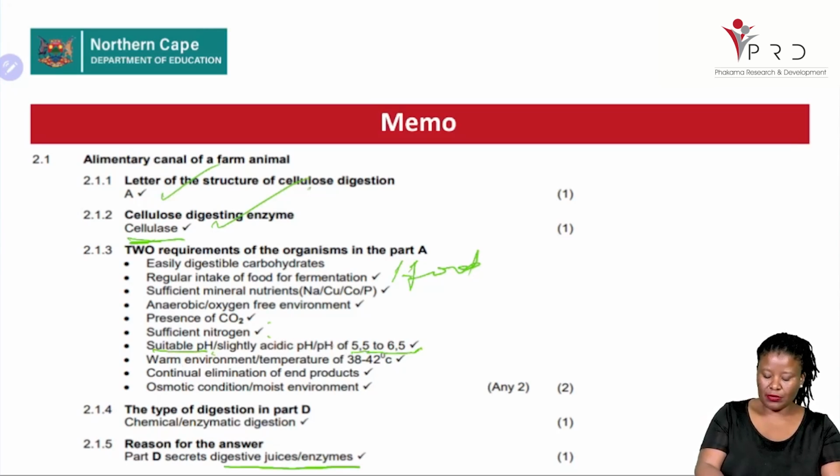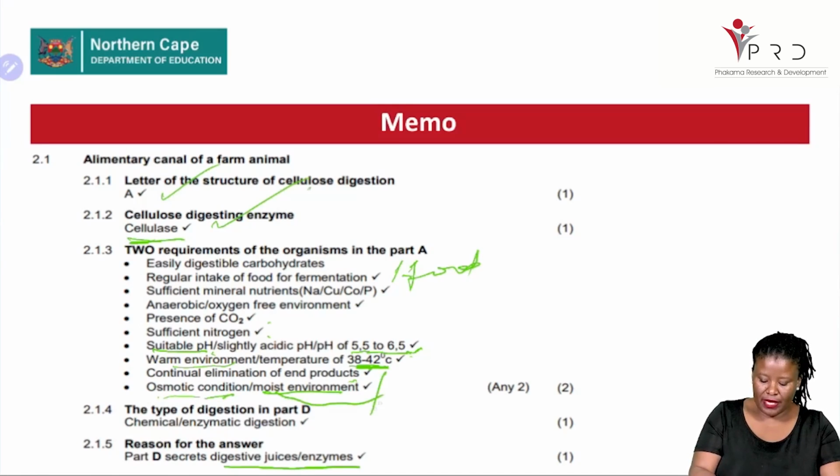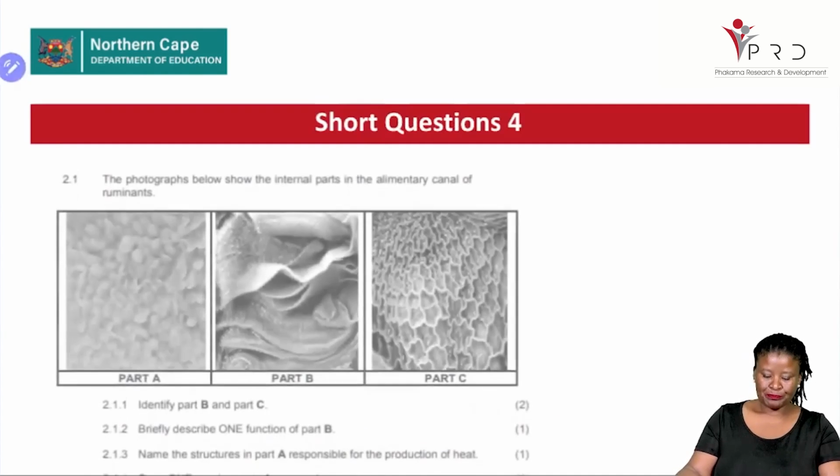That is the suitable temperature. A warm environment, whereby the temperatures will be 38 degrees to 42 degrees Celsius. Lastly, the continual elimination of the end product, or osmotic condition. So all in all, you find them in a moist environment, or an environment that is wet. We already looked at the type of digestion and why we are saying it is chemical digestion.